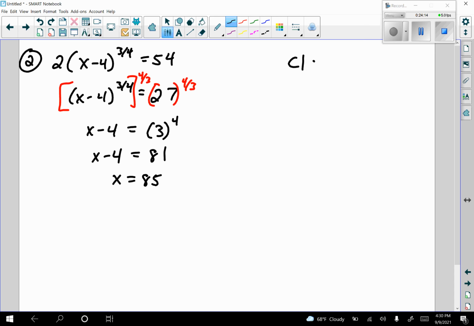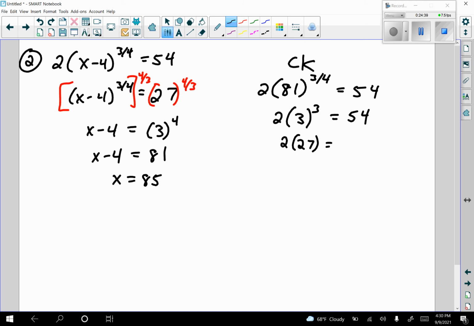So to check, if I do 85 minus 4, I get 2 times 81 to the 3/4 power equals 54. So taking 81 to the 3/4, I take the 4th root of 81, which turns out to be 3, and then I want to cube that. And this becomes 27. 2 times 27 is 54. So I know that that checks.